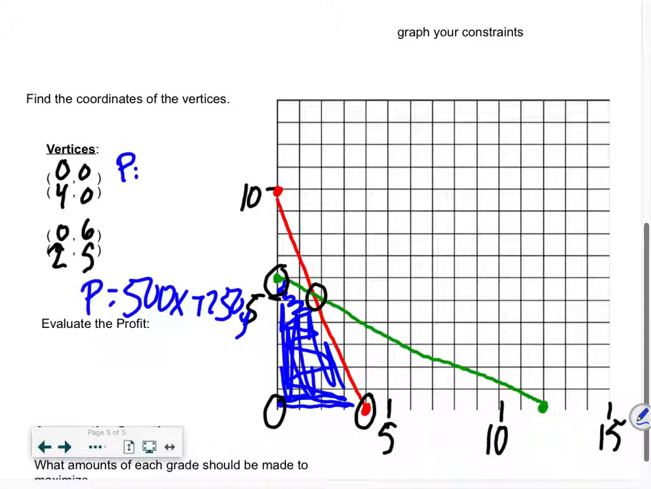Obviously, if I don't make anything, my profit's nothing. So I have 500 times 4 gives me 2,000. 0, 6, so 6 times 250. My profit is 1,500. Wait, your profit's what? 1,500. And then the last one, 2 times 500 plus 5 times 250. My profit is 2,250.